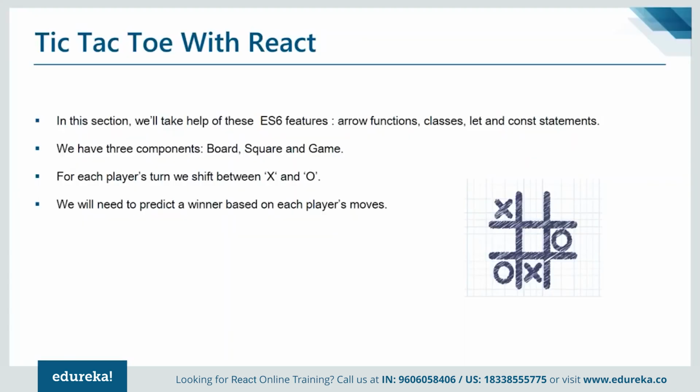Now we'll create a very simple Tic Tac Toe application with React using ES6 features. In this Tic Tac Toe program, we will use arrow functions, classes, let, and const heavily, because these are the features of ES6. So we'll create three components: one for the board, one for the square, and one for the game. For each player turn, we'll shift between X and O as we generally do in Tic Tac Toe.